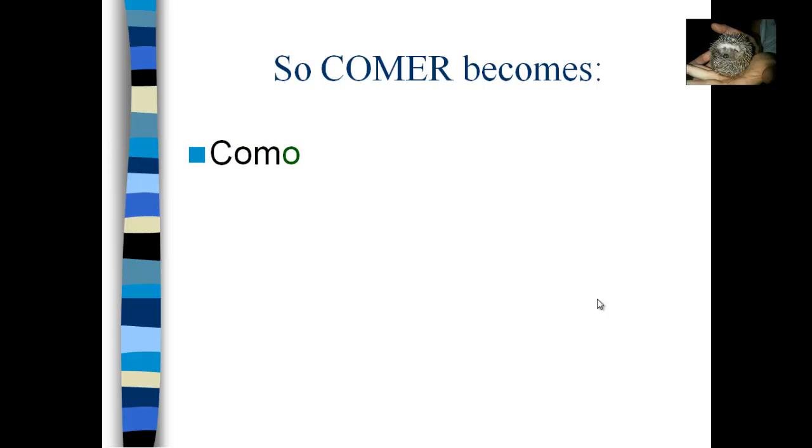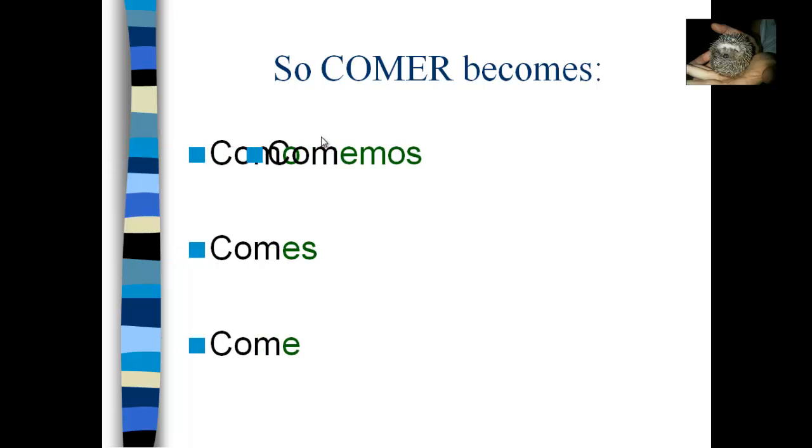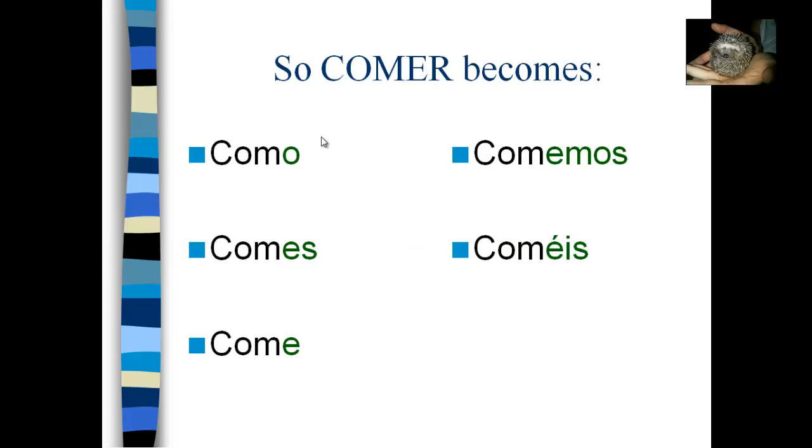Nice and easy. So the verb comer, which means to eat, that becomes como. So you can see where we got this from. What we've done is we've cut off this ER here. We've got the stem c-o-m, com, and then we add on those different endings that we looked at to say who's doing it. So I eat is como. You eat is comes. He, she, or it eats is come. We eat, well done, you guessed it, comemos. You plural eat, coméis. They eat, comen.